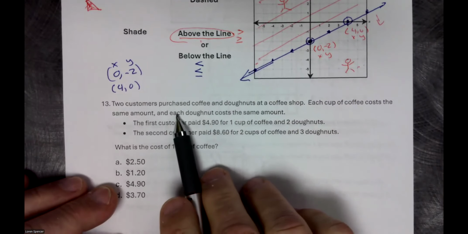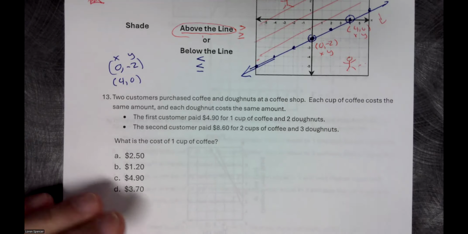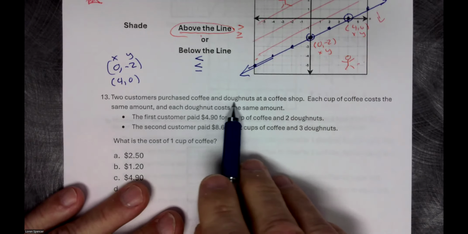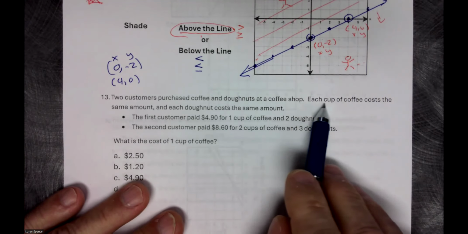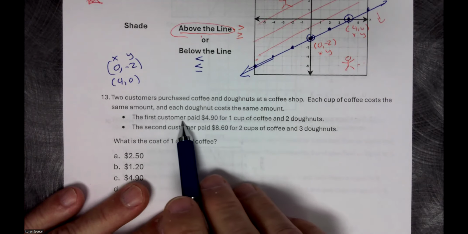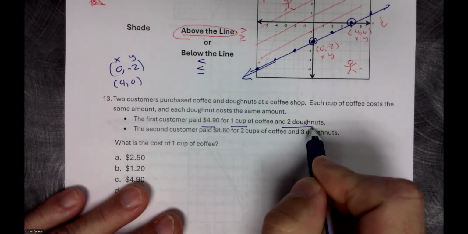Okay, number 13. This is a difficult question. If you know how to do matrices, it's easy. If you don't know how to do matrices, this is a bit tough. So 2 customers purchased coffee and donuts at a coffee shop. Each cup of coffee costs the same amount. Each donut costs the same amount. The first customer paid $4.90 for 1 cup of coffee and 2 donuts.